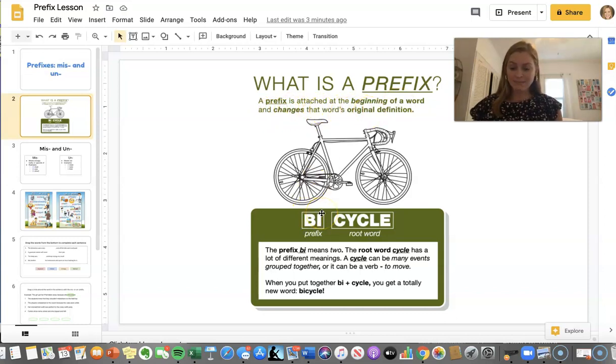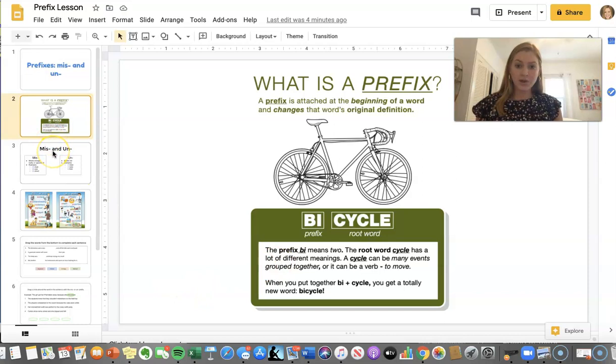So let's look at an example. Here we have the word bicycle. The prefix in this word is bi, and it was added on to the root word cycle. The prefix bi means two. The root word cycle has a lot of different meanings. A cycle can be many events grouped together, or it can be a verb, to move. So when you put together bi and cycle, you get a totally new word, which is bicycle.